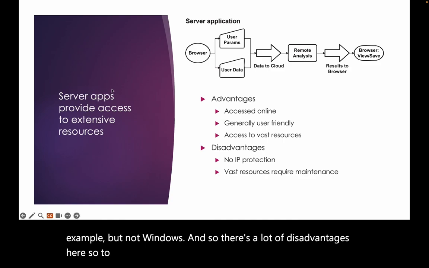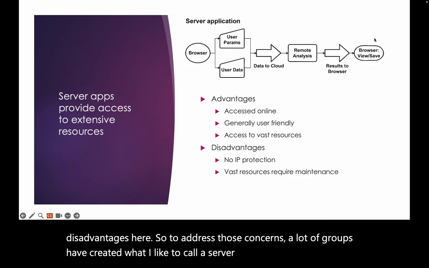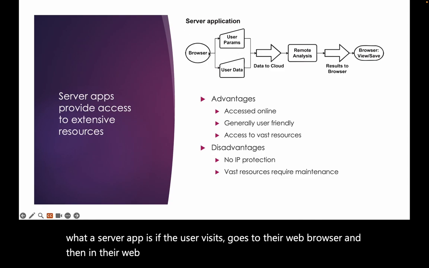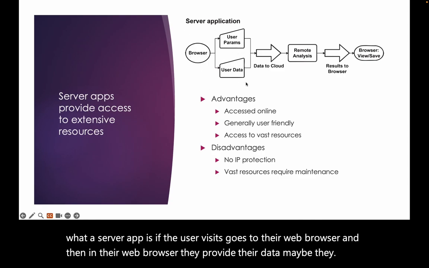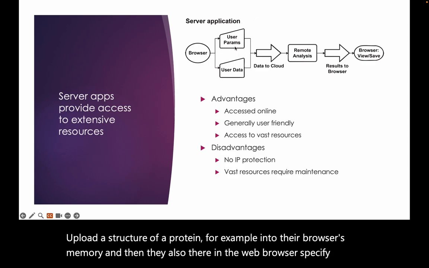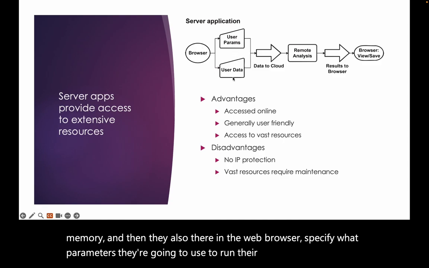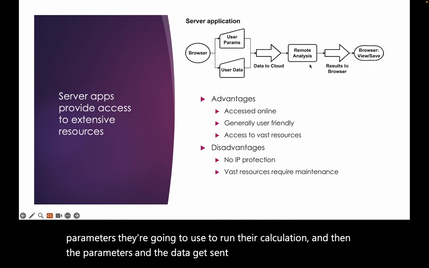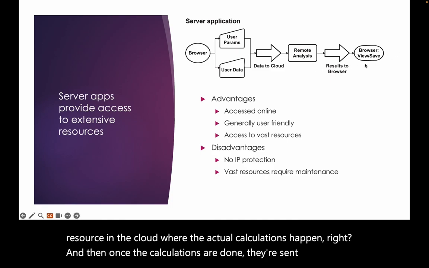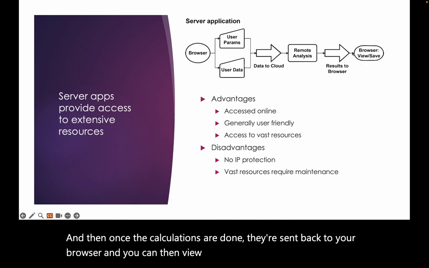To address those concerns, a lot of groups have created what I like to call a server app. Here I have a chart of more or less what a server app is. The user goes to their web browser, and in their web browser, they provide their data. Maybe they upload a structure of a protein, for example, into their browser's memory. And then there in the web browser, they also specify what parameters they're going to use to run their calculation. The parameters and the data get sent to some remote computer resource in the cloud where the actual calculations happen. Once the calculations are done, they're sent back to your browser, and you can then view and save the results there in your web browser.